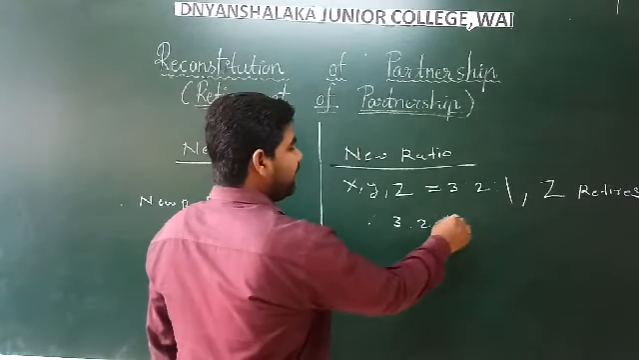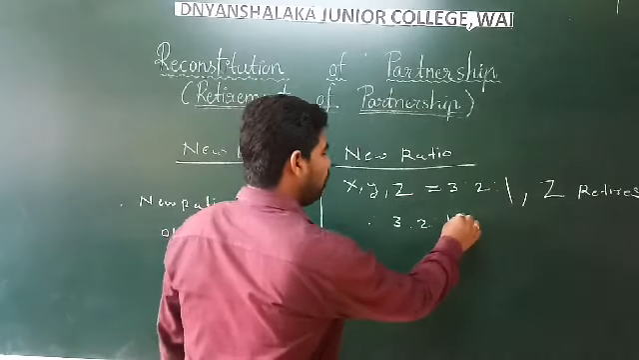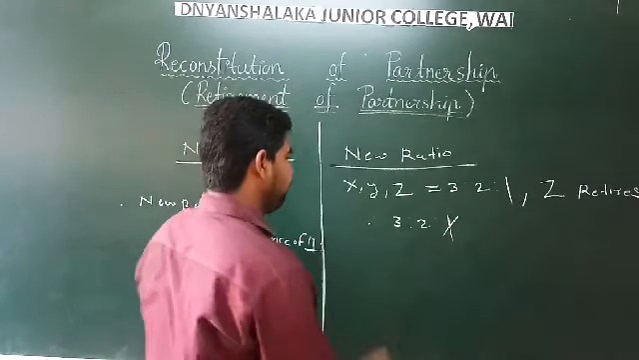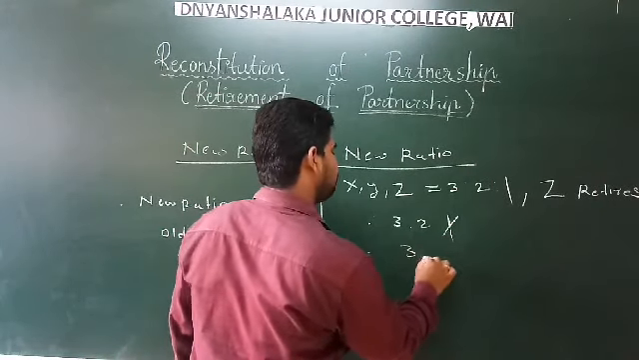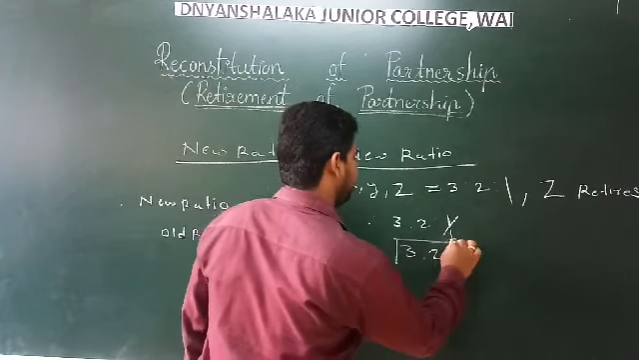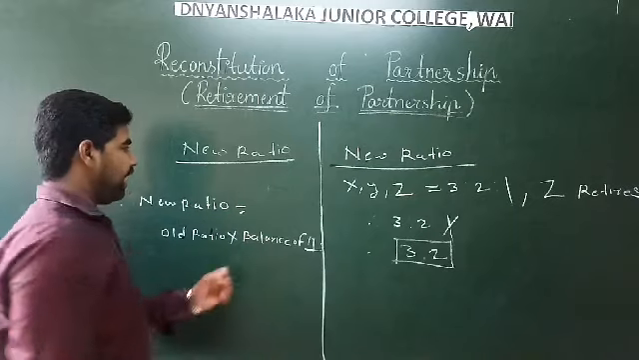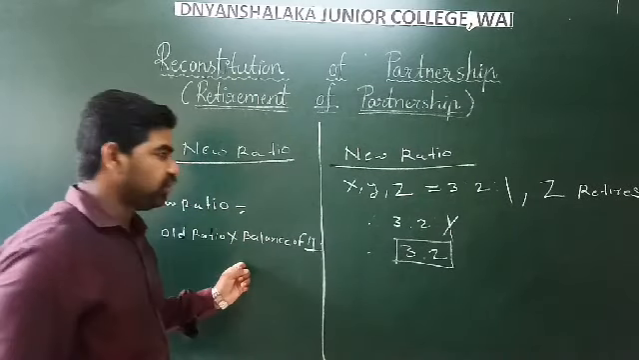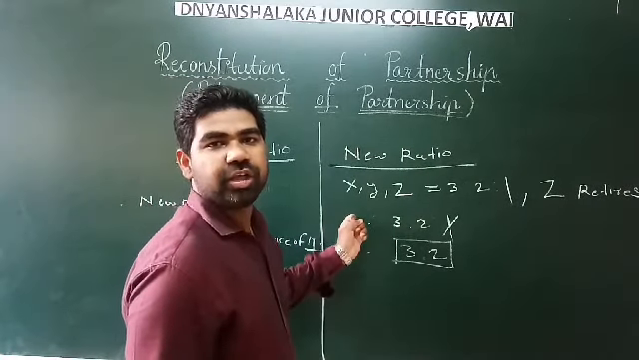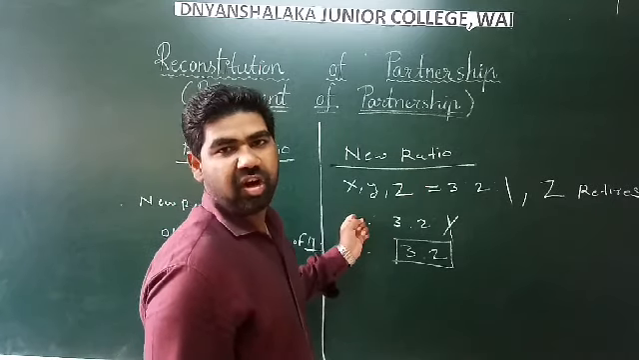Means 1 is the share of Z, so you just have to cancel it. So what is the new ratio? Your new ratio is 3:2. 3:2 is your new ratio. Okay. Now this is the method of calculation of the new ratio in the topic of admission, and this is the method of calculation of the new ratio in the topic of retirement.